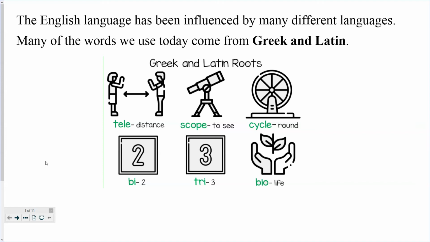All right. So this week we're going to be going into Greek and Latin root words and prefixes and suffixes. The English language has been influenced by many different languages, so many of the words we use today come from Greek and Latin. Like, for instance, tele means distant, scope means to see, bi means two, tri, like tricycle, three, bio means life, cycle means round.